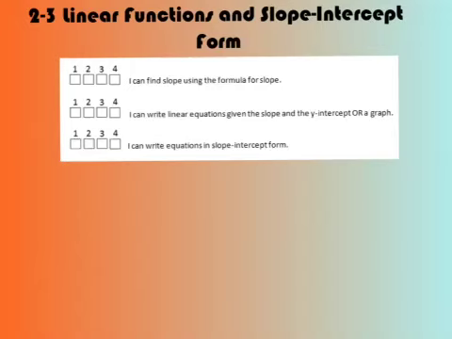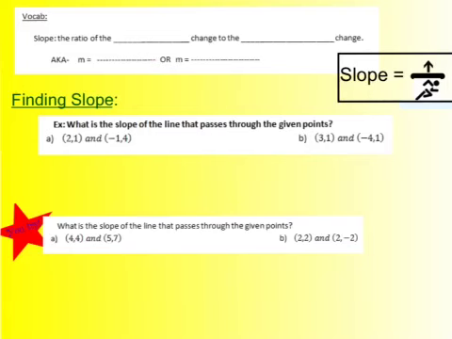Hey you guys, we are in Chapter 2, Section 3, and we are going to look at linear functions as well as slope-intercept form. So we have three objectives here. We want to be able to find slope using the formula for slope. That's a formula you're going to need to know and memorize. I can write linear equations given the slope and the y-intercept, or just given a graph, and I can write equations in slope-intercept form.